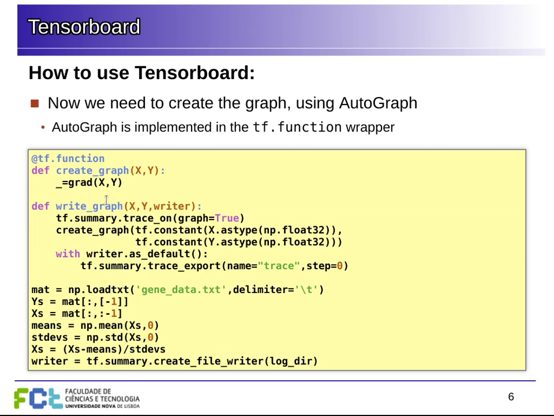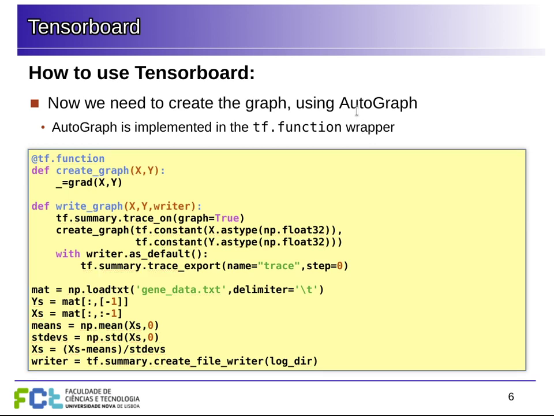And this is what we're going to do to create our graph in TensorBoard. So we're going to create a writer. This is an object that writes to the logs that TensorBoard can read, and you just use this create file writer from the summary module and specify the folder.